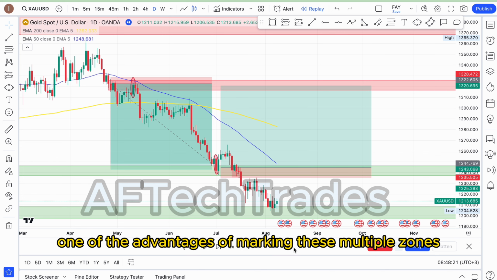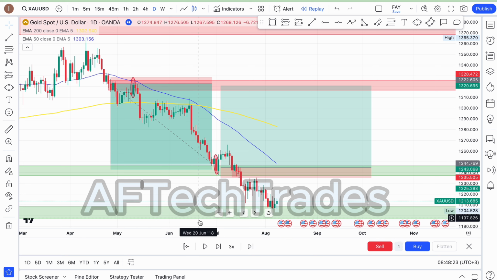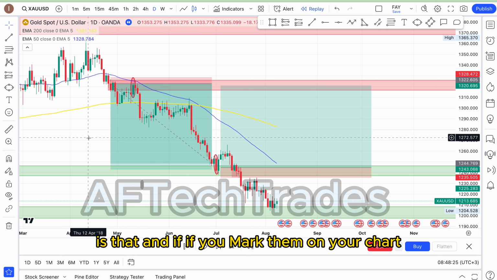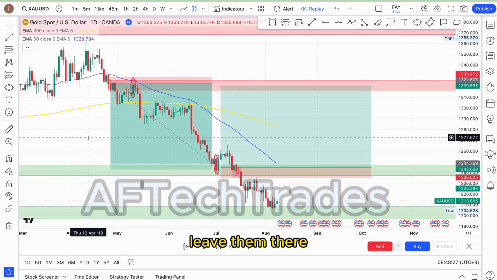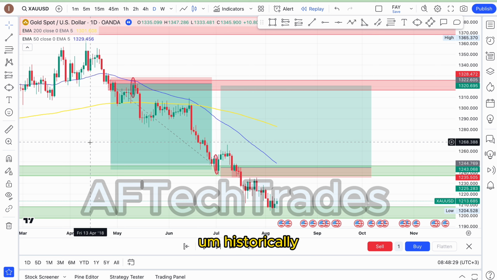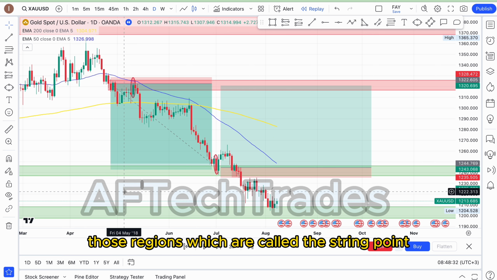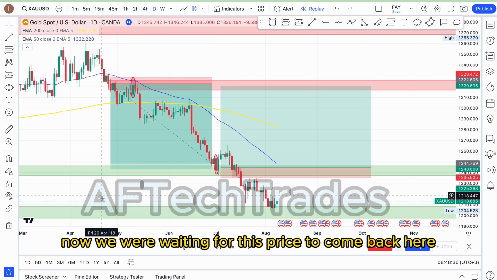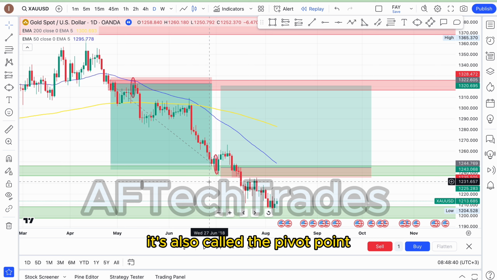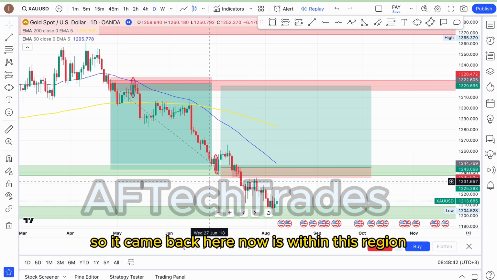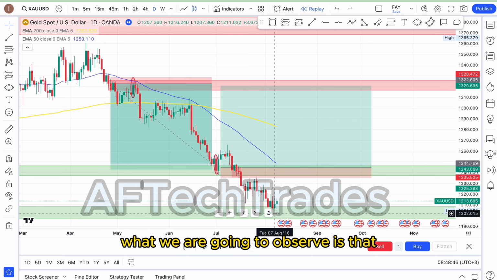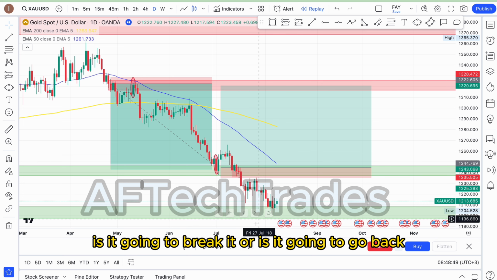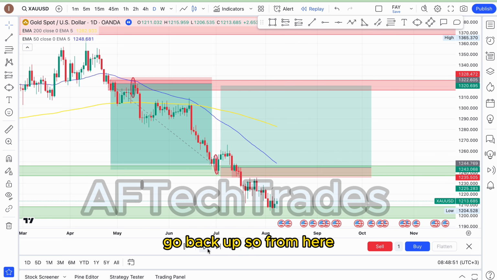One of the advantages of marking these multiple zones is that, if you mark them on your chart, leave them there. Historically, those regions, which are called the swing points, would always come back into play. Now we were waiting for this price to come back here. It breaks this point, it's also called the pivot point. So it came back here now. It's within this region. What we are going to observe is whether it is going to break it, or whether it is going to go back up.